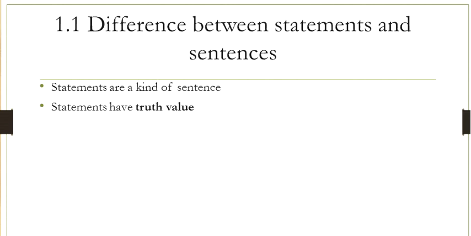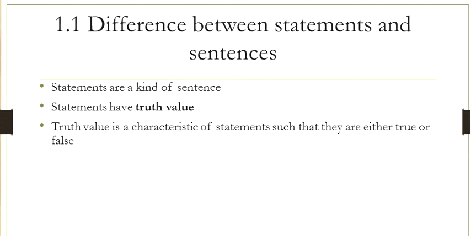We're going to have a video only on truth value, so you will be able to see a video that will be just about truth value. But for now, it's important just to understand that truth value is a characteristic of statements such that they are either true or false. In other words, truth value is a trait of statements such that statements have to be either true or false. And that's what essentially makes them different from other sentences.